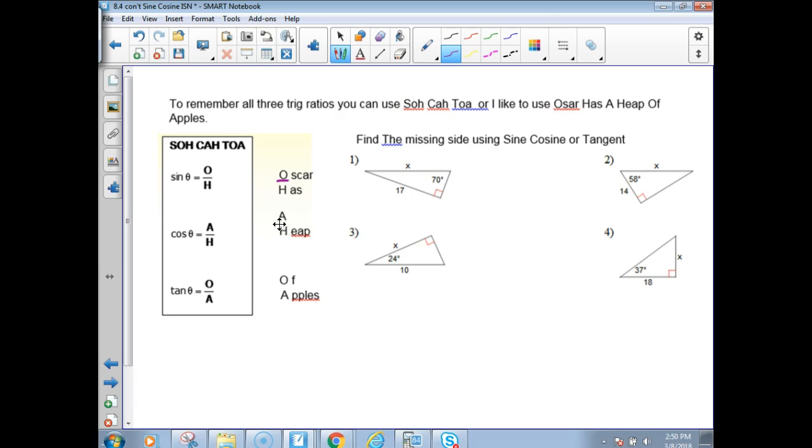Oscar has a heap of apples. Some of you may have heard of SOHCAHTOA, so I've got them both on here. Oscar has a heap of apples. It goes just like this on your calc. Sine, cosine, tangent. So if you remember this mnemonic, you can just quickly write down: sine is opposite over hypotenuse, Oscar has. Cosine is a heap, adjacent over hypotenuse, and tangent is opposite over adjacent.